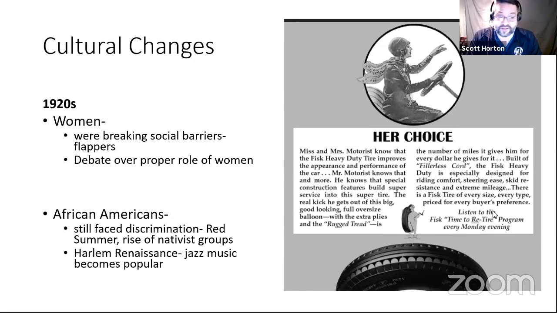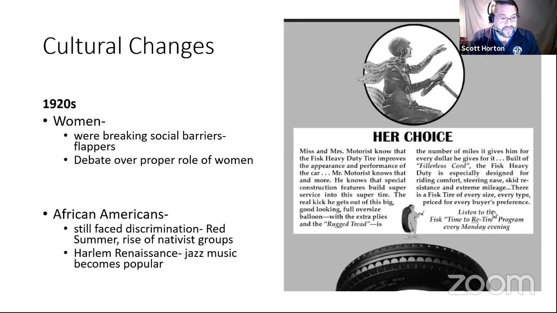African Americans still face discrimination. There is what's called the Red Summer, where there's a series of lynchings and racial violence that occurs over the course of that summer. Rise of nativist groups in the United States, most notably the Klan, makes a reappearance here in the 1920s. But there also is an African American cultural renaissance called the Harlem Renaissance, and jazz music becomes popular, especially in Harlem and clubs like the Cotton Club, for example.